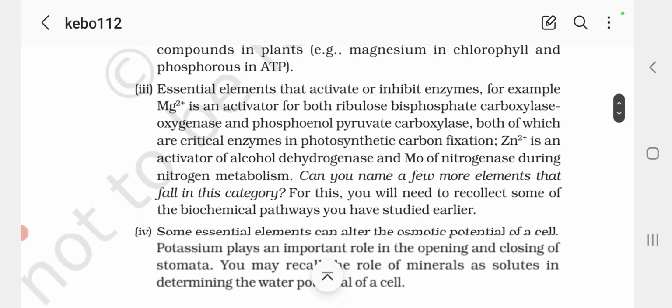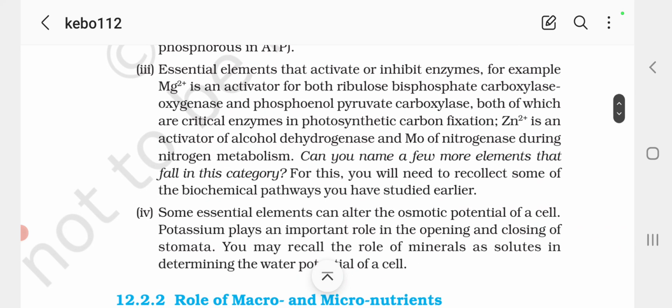Third, essential elements that activate or inhibit enzymes. For example, magnesium is an activator for both ribulose bisphosphate carboxylase oxygenase and phosphoenol pyruvate carboxylase, both of which are critical enzymes in photosynthetic carbon fixation. Zinc is an activator of alcohol dehydrogenase and molybdenum of nitrogenase during nitrogen metabolism.